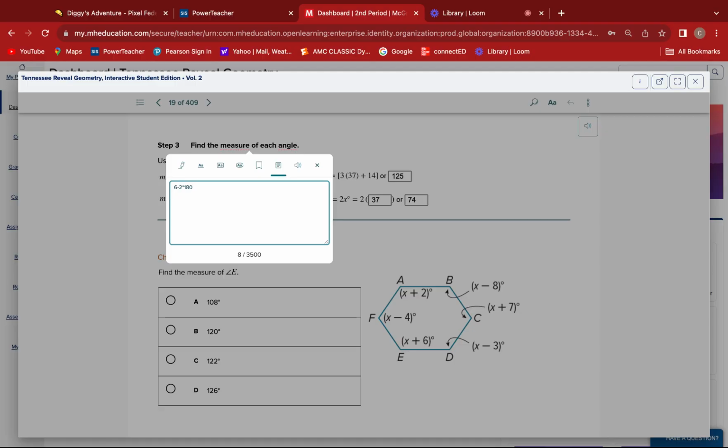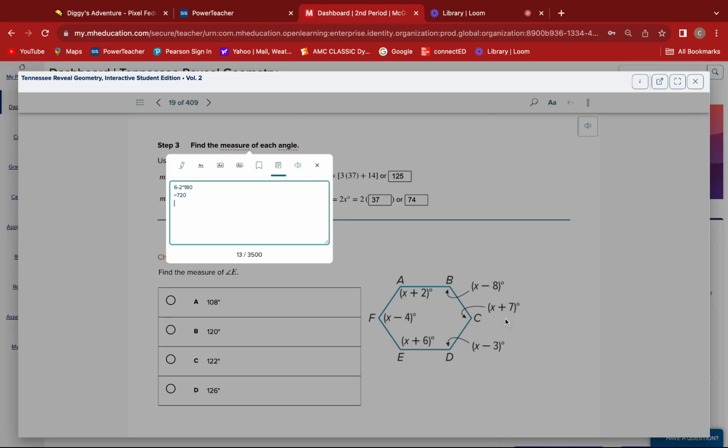So that's 6 sides, so it's going to be 6 minus 2, and then times 180. All right, well, 6 minus 2 is 4. 4 times 180 is 720. So I'm going to set, when I add all these together, it equal to 720.